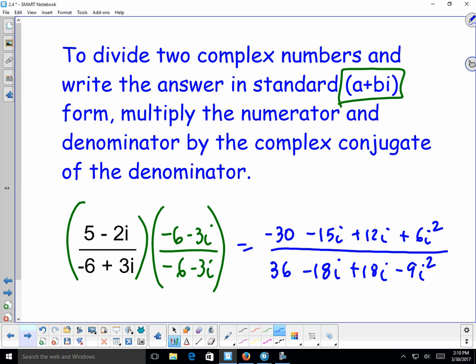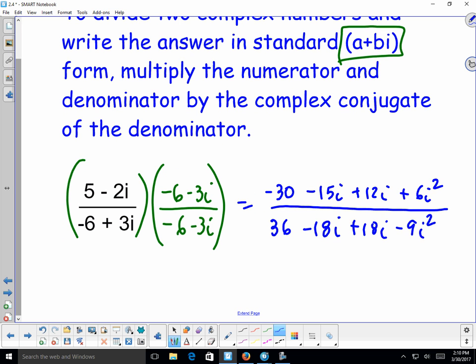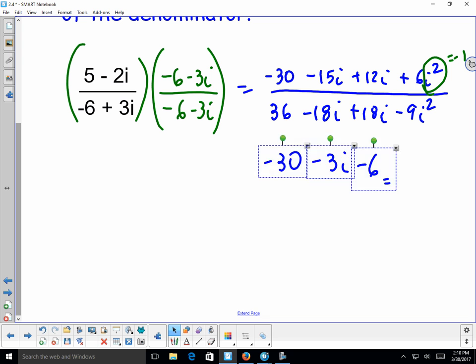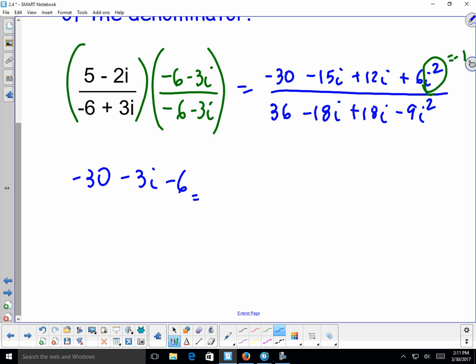Yeah. All right, can you clean up this fraction for us, Kathleen? So for the top, it would be negative 30, and then minus 3i, and then i squared is negative 1, so we minus 6. So that looks like we really have negative 36 minus 3i. Does that look okay? And can you clean up the denominator for us, Max?